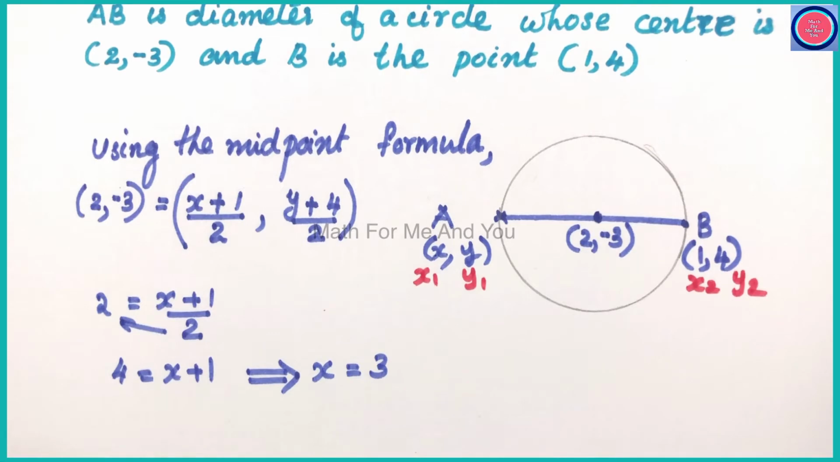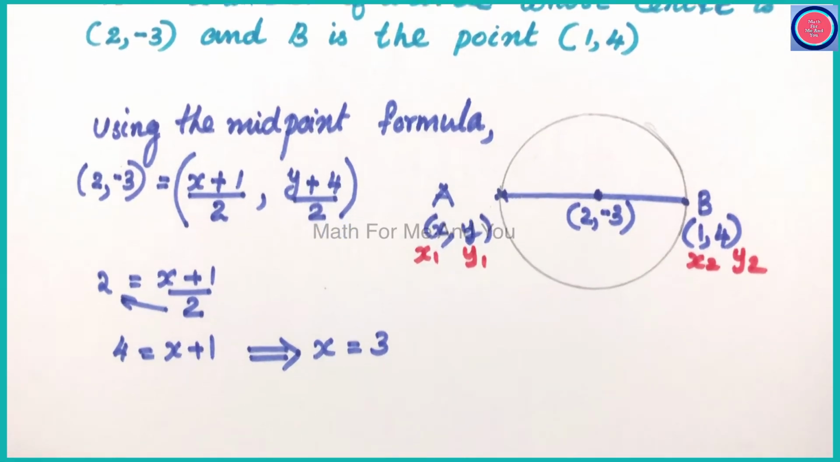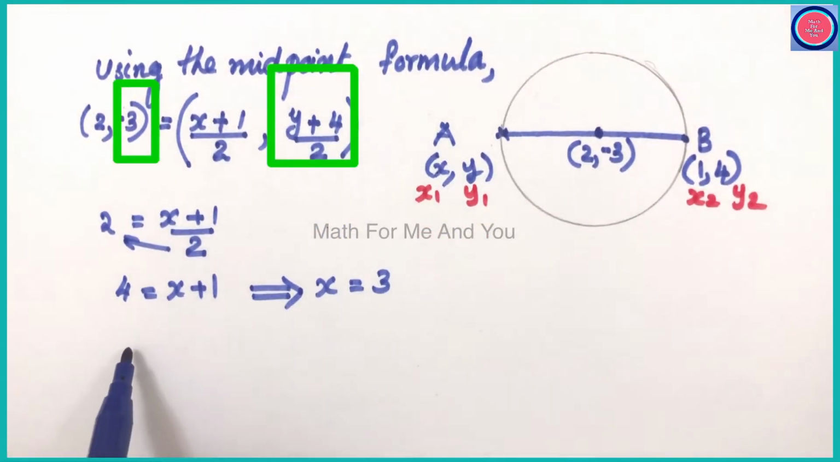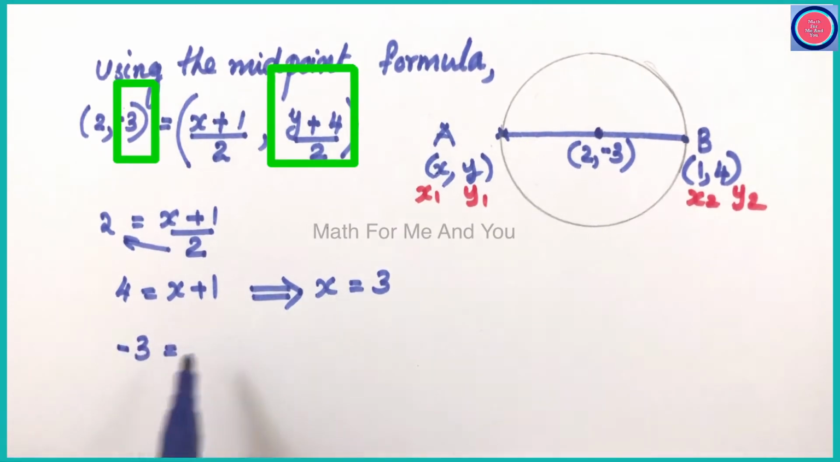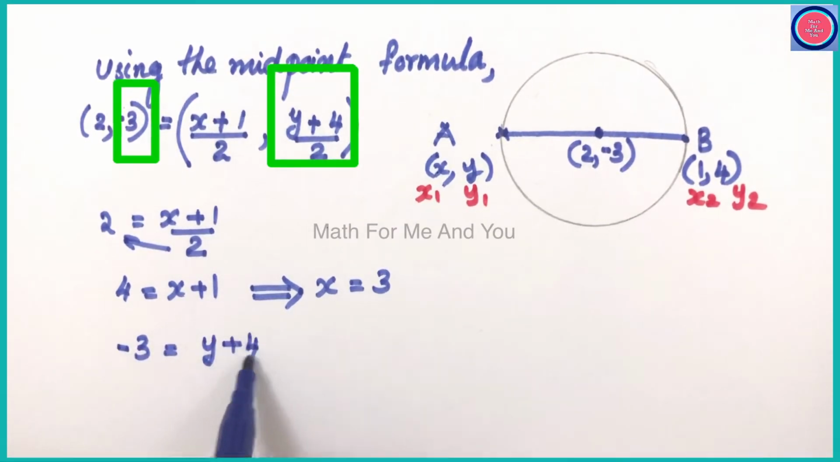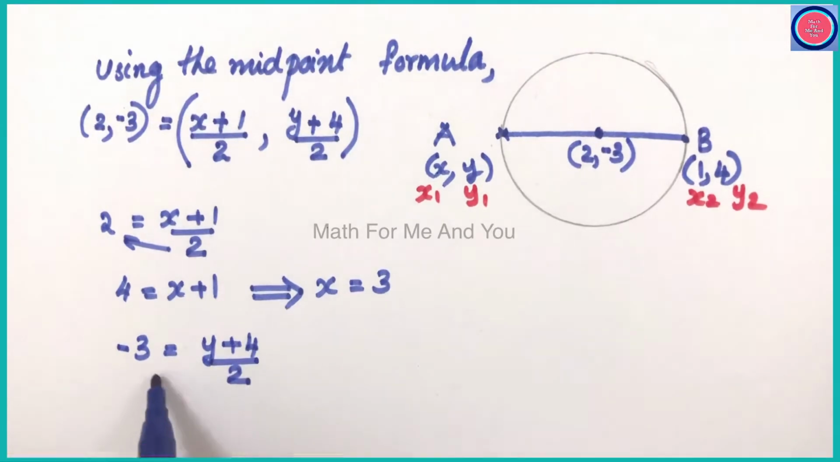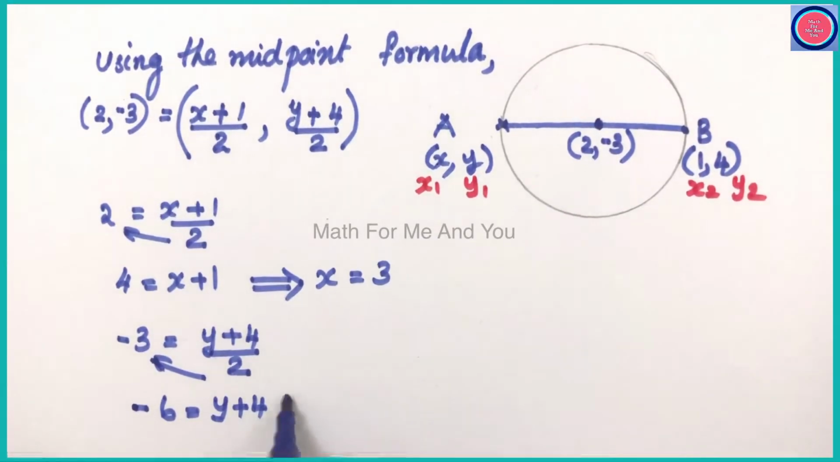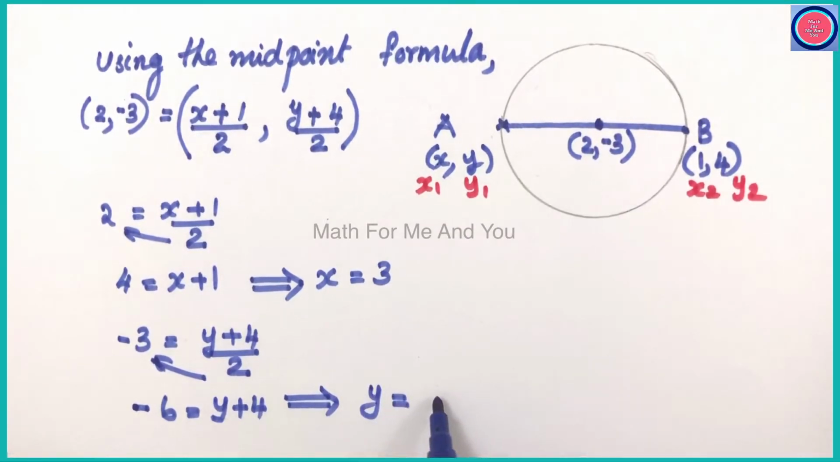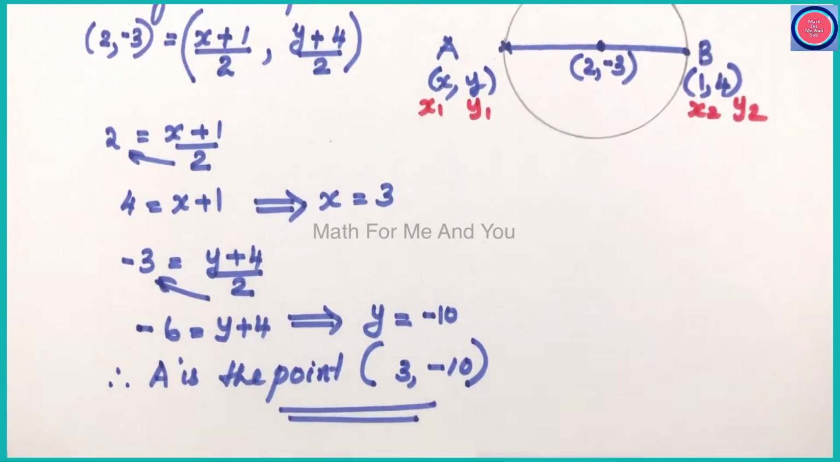Next, equate the y coordinates. What is the left side y coordinate? It is minus 3. So we can write minus 3 is equal to, the right side y coordinate, y plus 4 over 2. Here also we could cross multiply. Then we get minus 6 is equal to y plus 4. What about y? Y is equal to minus 6 minus 4. That is y is equal to minus 10. So what are the coordinates of A? A is the point 3, minus 10.